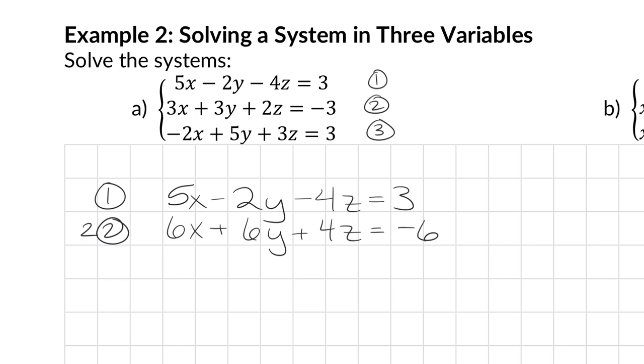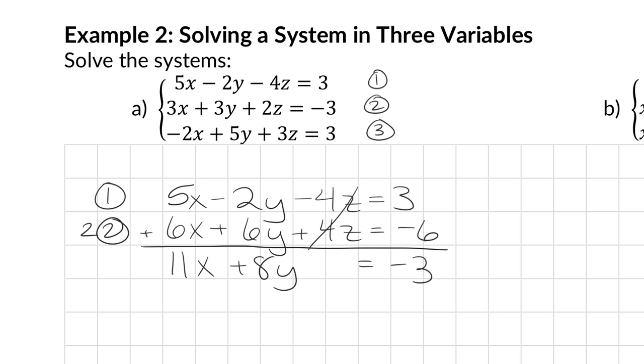Yeah, we want something to cancel, yes? And we see that if we multiply by 2, they end up being the same. Okay, so we go ahead and add these two equations together. We end up with 11x plus 8y, the z's canceled, equal to negative 3. How many variables are left here? You're so right. That's so embarrassing. What should that be? 4. Correct. I did that on purpose.